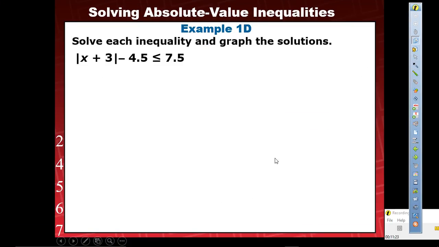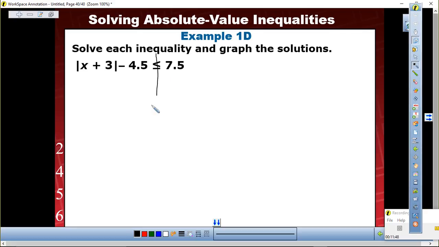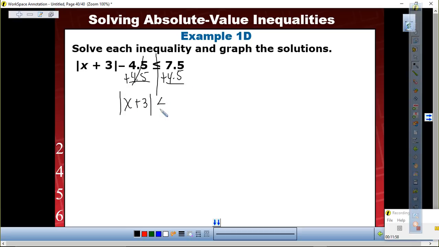Last one of these. Example 1D. We got absolute value of x plus 3, and then outside of the absolute value, we have minus 4.5, less than or equal to 7.5. Copy and solve. Let's see how you do with this one. Luke, start us off. What do I do? Yeah, 4.5. Bam. Add 4.5 to each side. Absolute value x plus 3, less than or equal to 12.